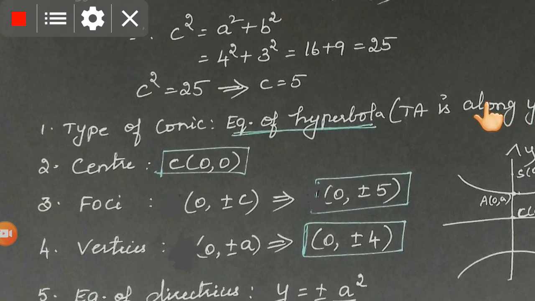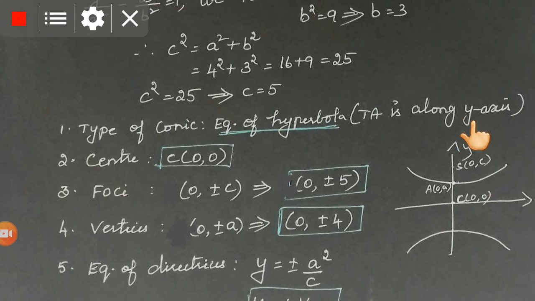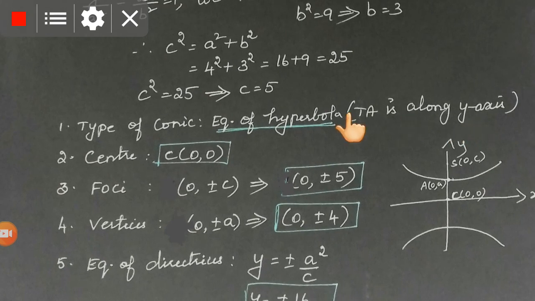The first one is the type of conic. So what is the type of conic? Ellipse, parabola or hyperbola? It is a hyperbola, isn't it? So write equation of hyperbola. And in brackets we have given what type of hyperbola it is. Transverse axis is along the y-axis. Center is at the origin. What will the coordinates be? 0, 0.